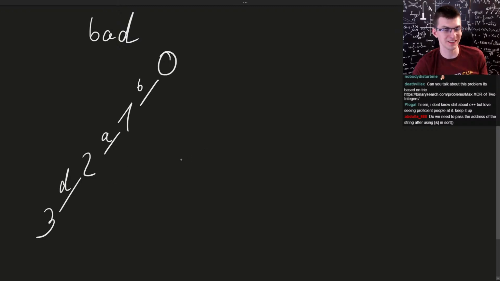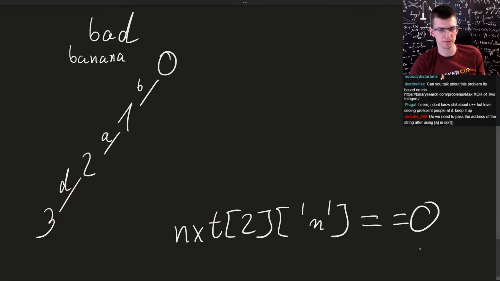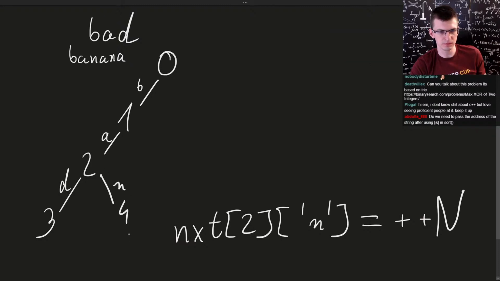And now if we add banana, we start from the root. The second word is banana. We start from the root. We go with B, we are in node 1. We go with A, we are in node 2. Now we go with N. This child of 2 doesn't exist. So we check that next of node 2 of character N, or actually this character minus the character A to get value from 0 to 25. This is right now 0. So when we say this becomes plus plus N, we just make it the next available ID, which is here 4. Then below will be 5 and so on.